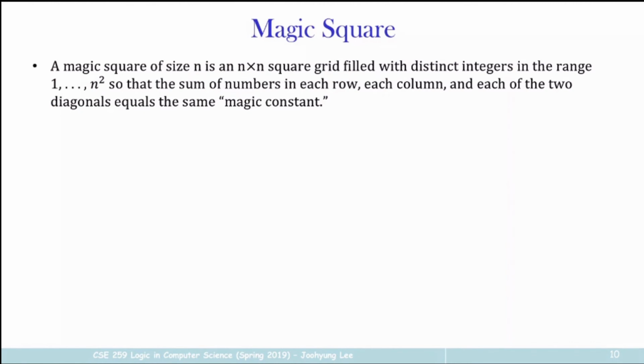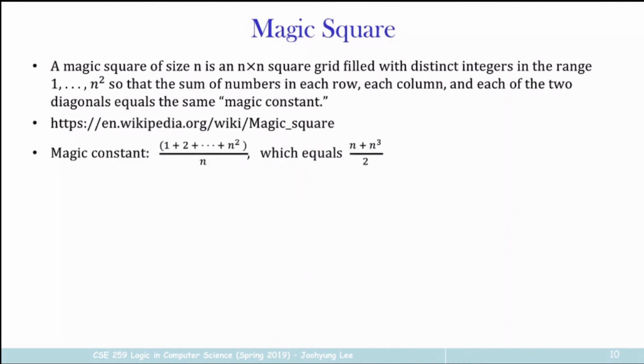And in fact, it's not too difficult to find out what this magic constant will be. It's 1 plus 2 plus up to n squared, divided by n, because that's the number that you fill in all positions, right? If you have n columns or n rows, you have to divide evenly. So the sum of the numbers that you fill in the grid divided by n is the number that you have to sum up in each column or each row or diagonal.